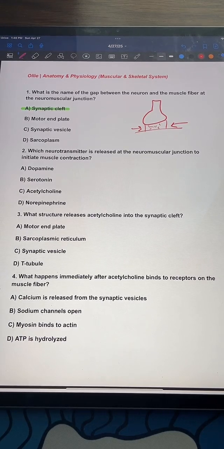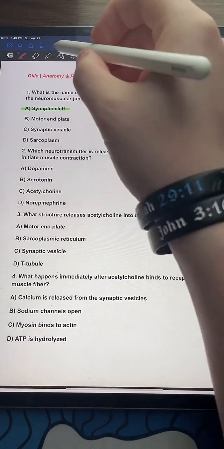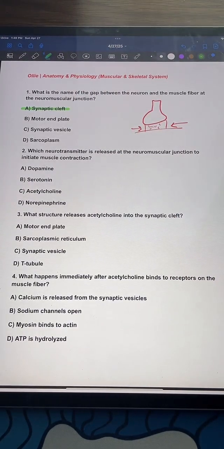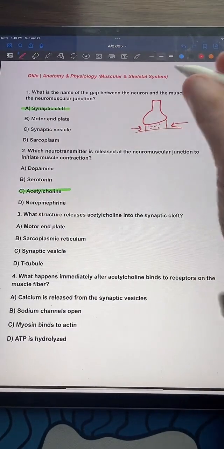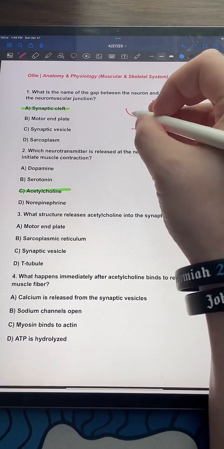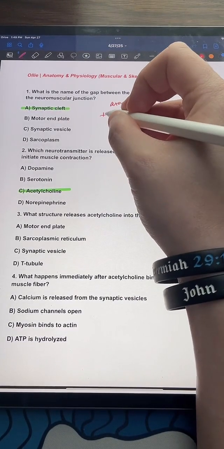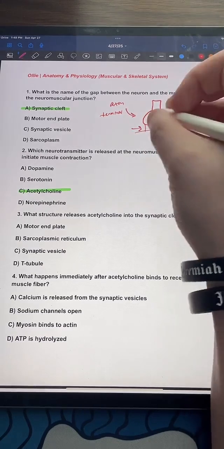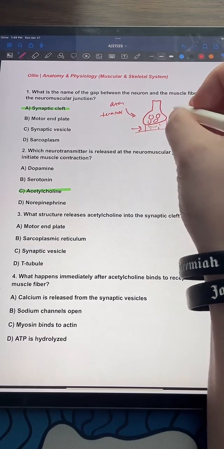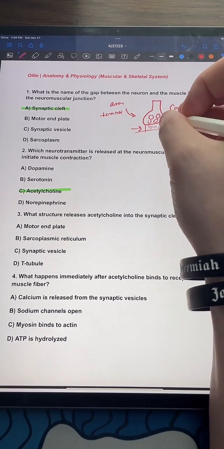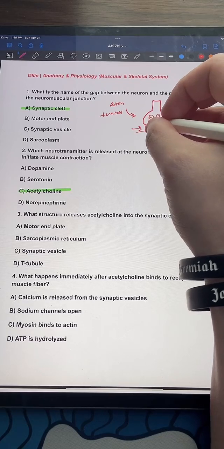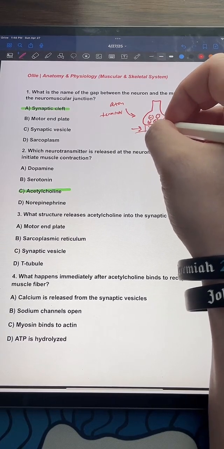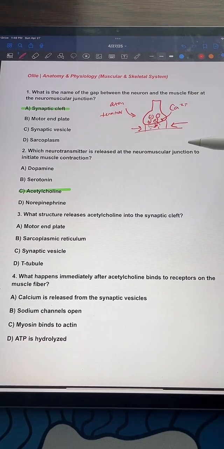For now, we're on number 2, which neurotransmitter is released at the neuromuscular junction to initiate muscle contraction. The answer is acetylcholine. We have our little diagram up here of our axon terminal, and we have vesicles in here. When we have our action potential, calcium helps bring these vesicles to the synaptic cleft to reach our muscle fiber. In these vesicles is acetylcholine, and they bind and release them. And they bind to nicotinic receptors on the muscle fiber motor end plate.